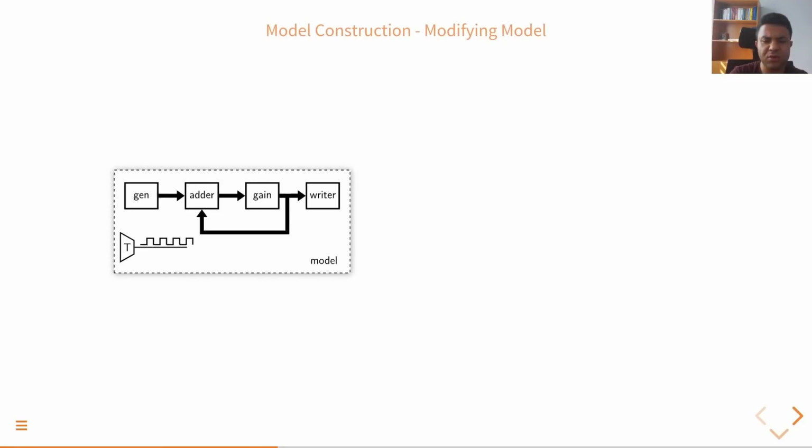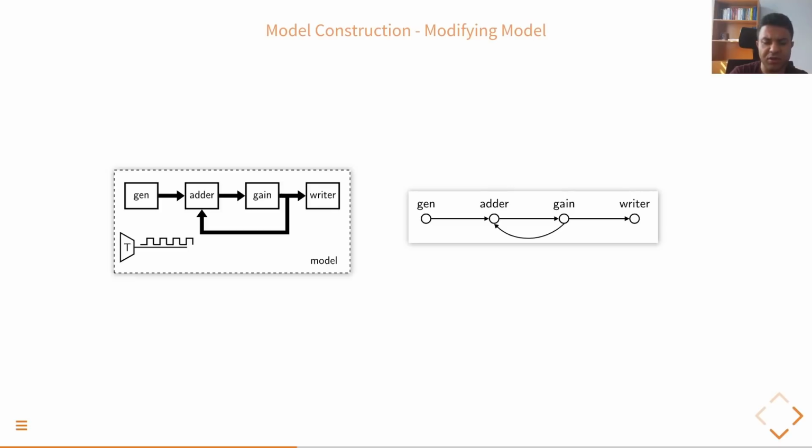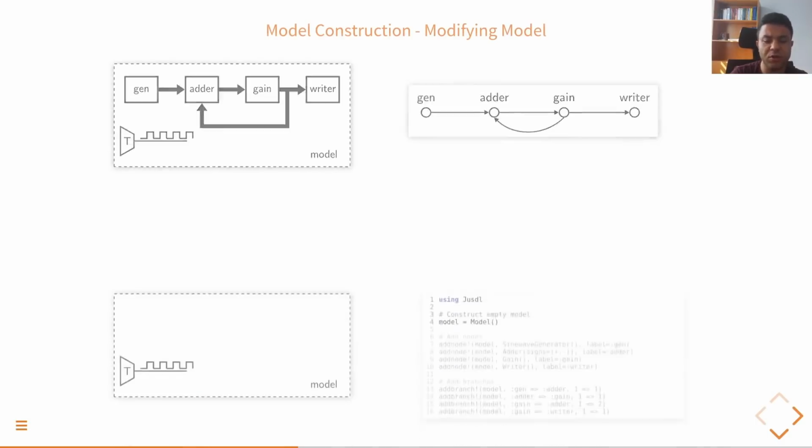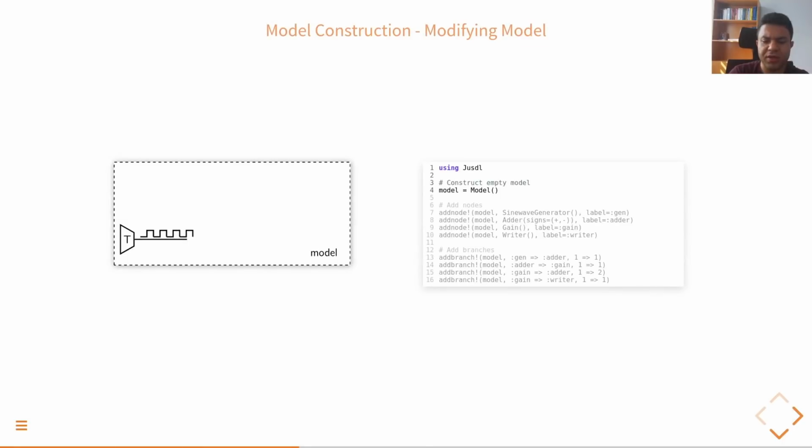Okay, we can construct models in two different ways. In the first way, we start from scratch. We construct an empty model, and we gradually add new nodes and new branches to the model. As we add new nodes and new branches, the signal flow diagram of the model is modified accordingly to keep track of the topological changes in the model as we add new nodes and new connections to the model.